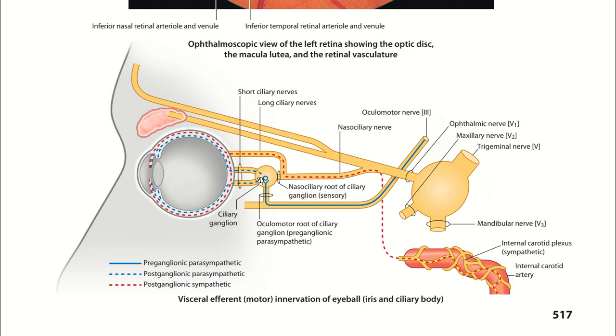So take note of this. The preganglionic fibers of parasympathetic are actually longer than the postganglionic fibers of parasympathetic. And in the case of the sympathetic, the preganglionic fibers or nerves are short.